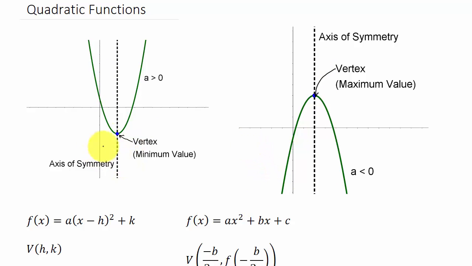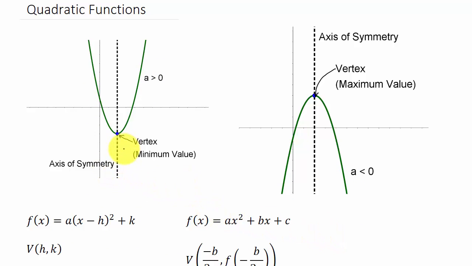Alright, so if you have one that opens upward, a is positive, and one that opens downward, a is negative. Now, what is a? Well, a is the number in front of the squared term. So if a is positive, it opens up. If a is negative, it opens down.